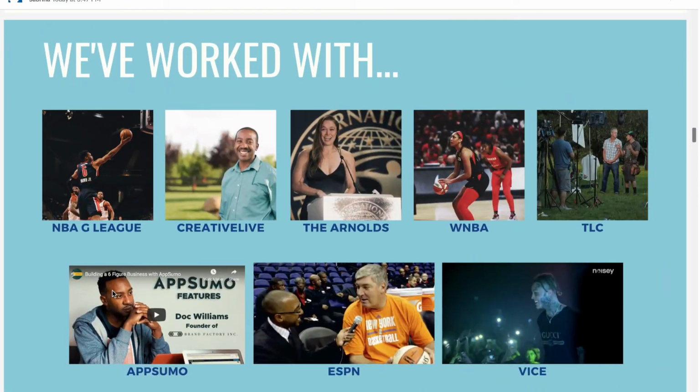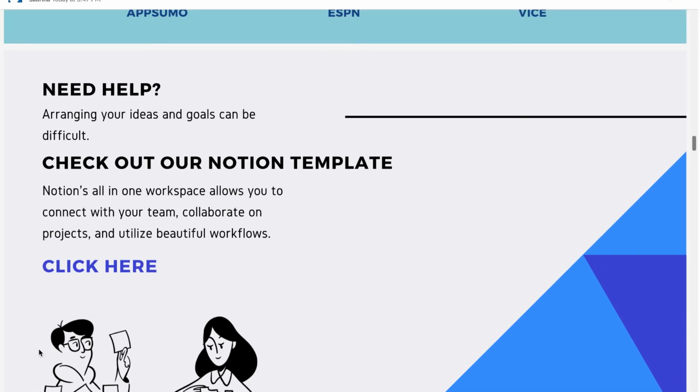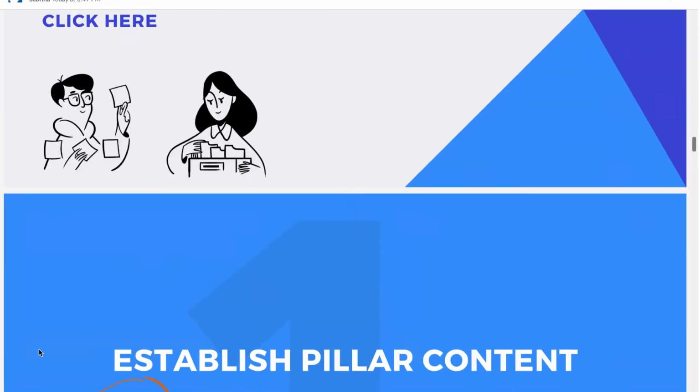And because of that, we worked with, again, G League, Creative Live, the Arnolds, WNBA, Vice, ESPN, TLC, and then AppSumo, where we continue to create different products and services, all because we use this approach. Now, later on, we're going to show you how to do this, and we're actually creating Notion templates. Again, repurposing. We had a process of how we did that and how we arrange our ideas, and then we partnered with another startup known as Notion to create templates for people to now use it for their business.